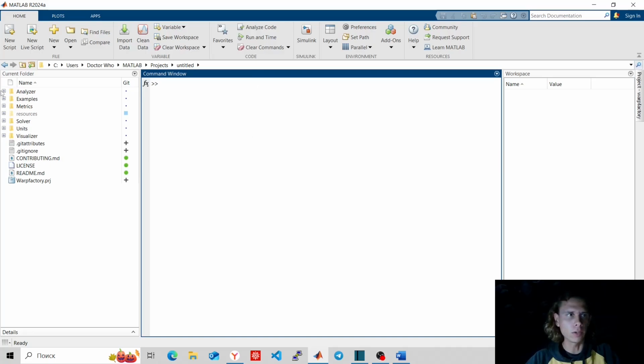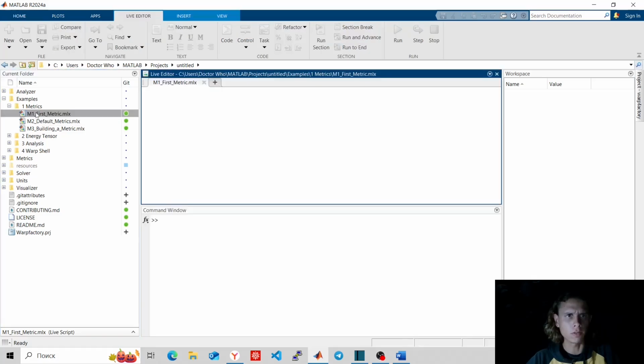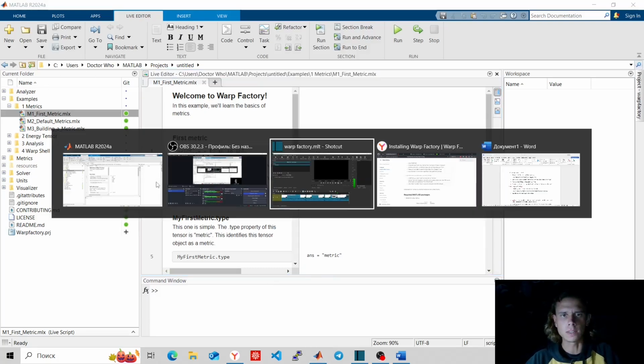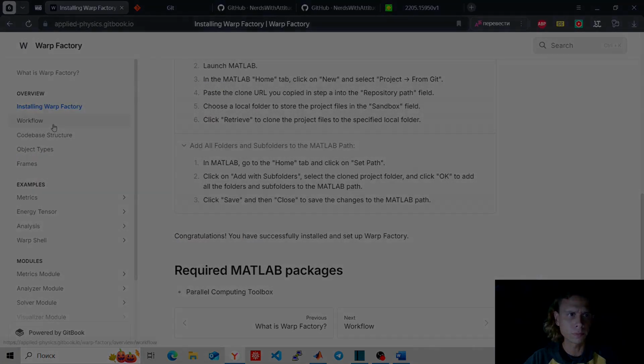And what do we have? We have different folders. We have examples. Let's take a look. It's called my first metric. Here's the command window, and the structure in MATLAB is the same as on the website. So let's take a look on the website.